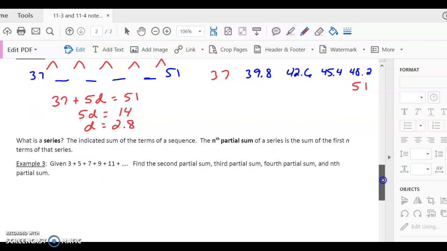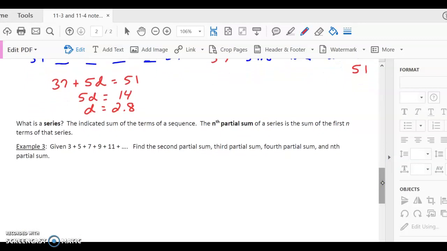So now we're on to 11.4. What is a series? The indicated sum of the terms of a sequence. The nth partial sum of a series is the sum of the first n terms of that series. So basically a series is adding up all the numbers in the sequence, and when you're doing nth partial sum, it's telling you only to add up a certain amount of those numbers. So like the first 2, the first 3, etc.